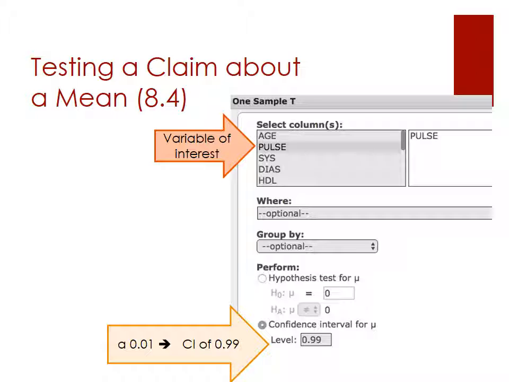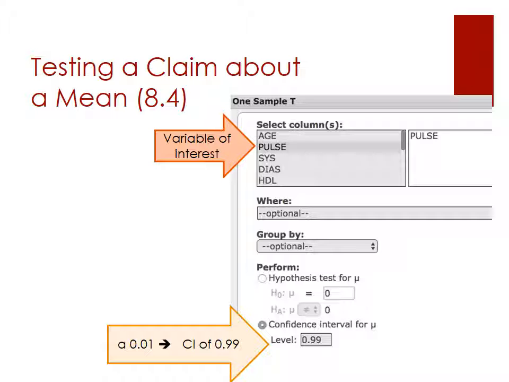We're simply setting our confidence interval for mu. And so with an alpha of 0.01, we have a confidence level of 0.99, because our alpha and our confidence level are related to each other. If, for example, we had an alpha level of 0.05, then our confidence level would be 0.95. Usually the default is set at 0.95, so be careful if you're solving a problem with a different alpha level. You're going to need to come in and set that yourself.